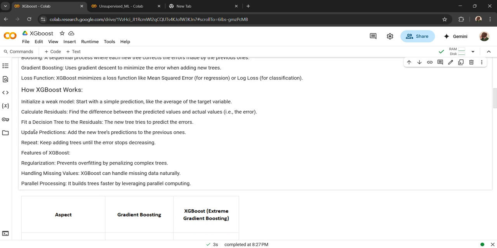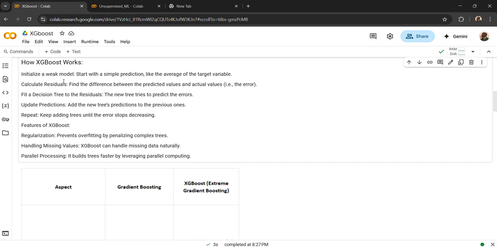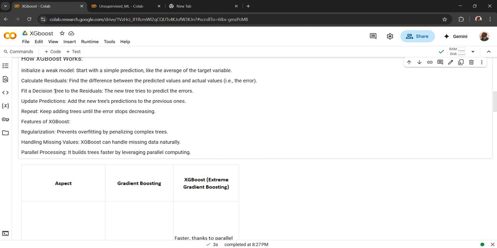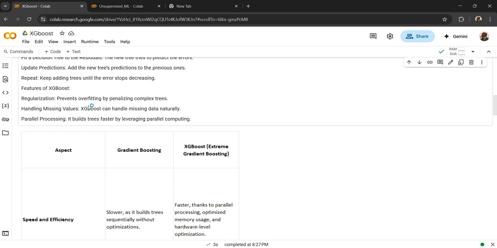Now how exactly it works: initially a weak model starts with a simple prediction like the average of the target value, then calculate the residuals, meaning errors, and then fit a decision tree. The new tree tries to predict the errors again, update the predictions, add the new tree prediction to the previous one, and repeat. The main features are regularization, which prevents overfitting, and handling missing values. Okay, XGBoost can handle missing values very naturally, and parallel processing is also possible.